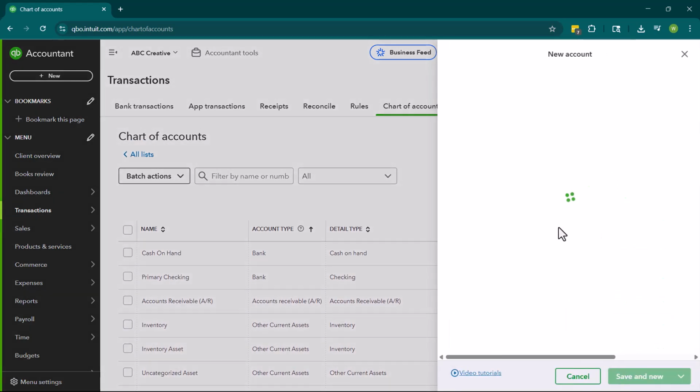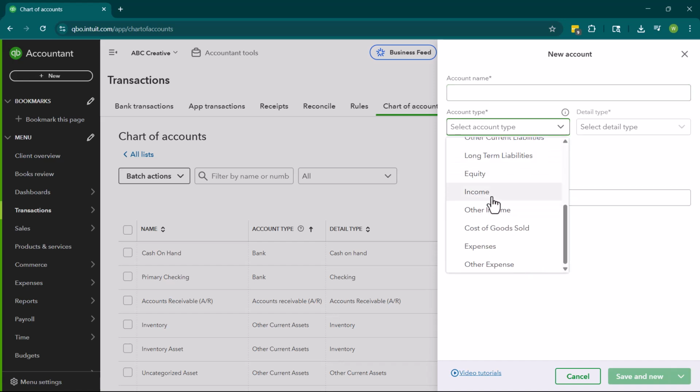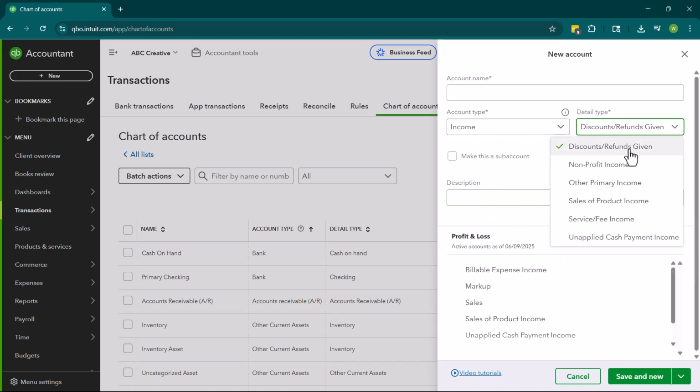So if we scroll up and click on new, let me show you the types of income that we can have. So we only have two account types under income. We have income and then other income. So income is going to have discounts and refunds given. So this is going to offset our income account. This will show up as a negative number.